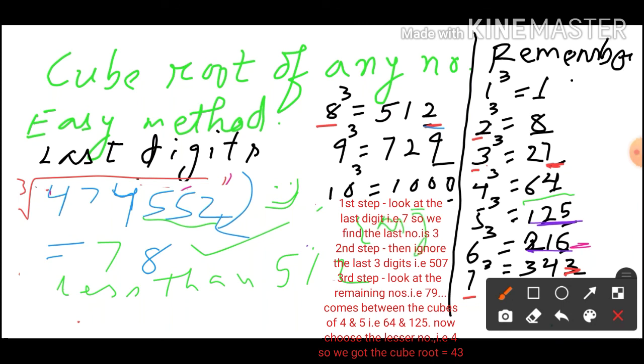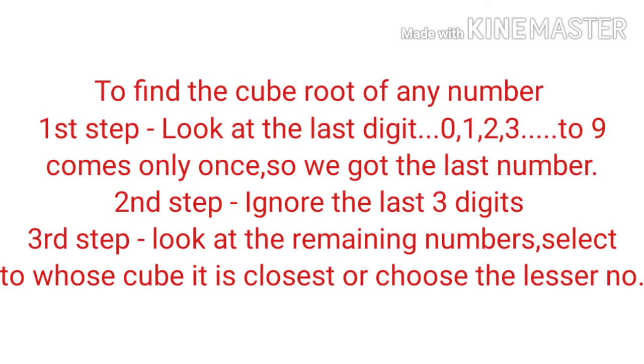Again, I will tell you the steps to follow. First step, you have to look at the last digit because it comes only once. Second step, you have to ignore the last 3 digits. And in the third step, look at the remaining number. Select the cube it is closest to. Choose the lesser number and you will get the answer, the cube root of any big number.